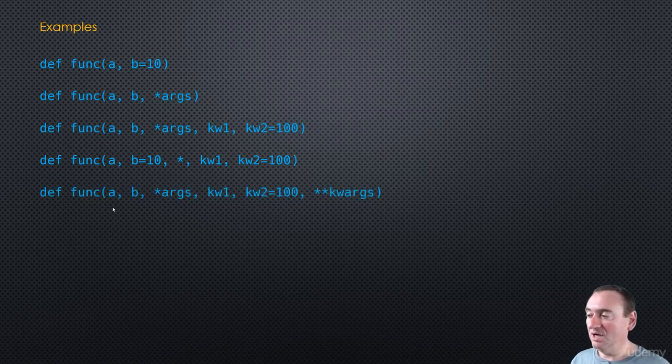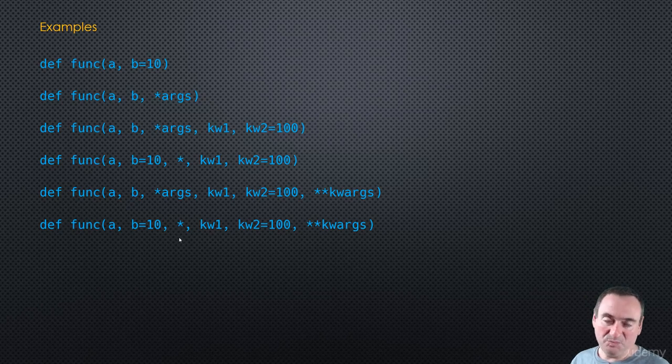We can also go up to here, right? We have A, B, we scoop up extra positional arguments, we have a mandatory keyword argument, we have an optional keyword argument, and then we can scoop up extra keyword arguments. Or we can do this. We can have A, B equals 10, so now we have a default for B. We then stop accepting positional arguments, and then we have two keyword arguments that are specific, one of which is optional, and then we can scoop up some extra ones.